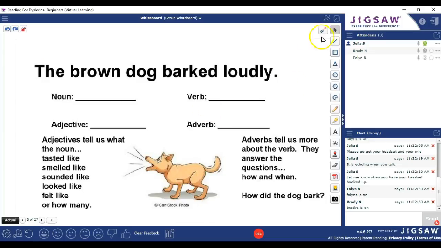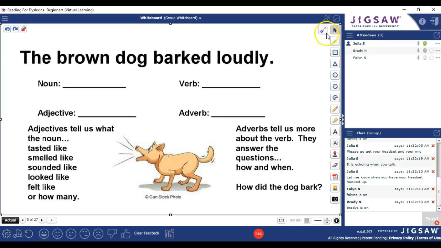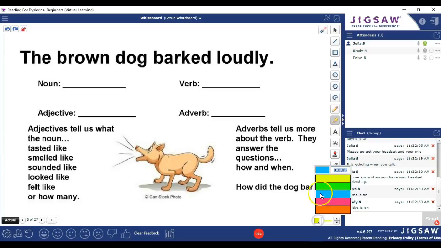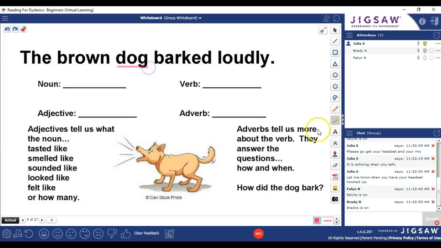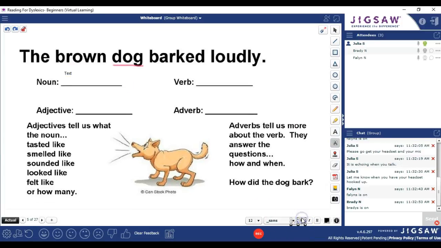Now let's look at some more. Here we have the brown dog barked loudly. What's the noun in this sentence? The brown dog barked loudly. What's the noun? Dog. Very good. The dog is the noun, right? Oops. Let me make this big so we can see it really well.